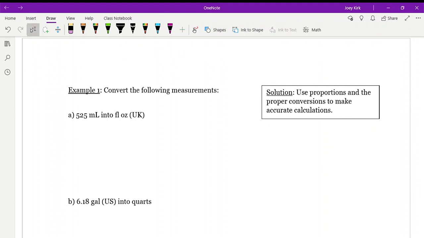For these examples, I want to point out that it doesn't really matter what is on the top and what is on the bottom. Typically, I would say put the bigger unit on the top and the smaller units that fit into the bigger unit on the bottom.